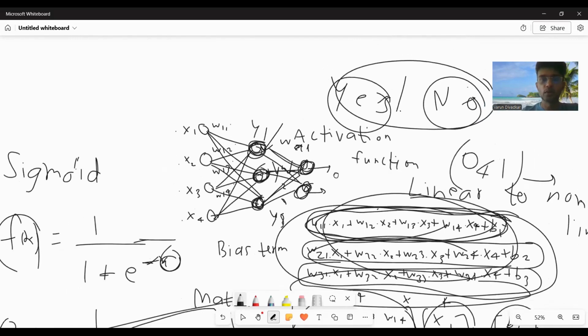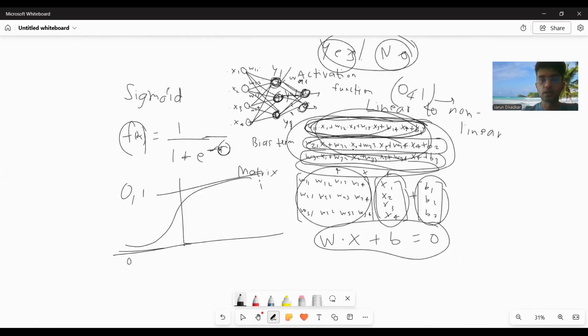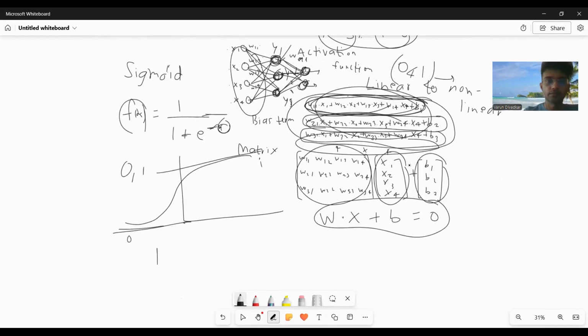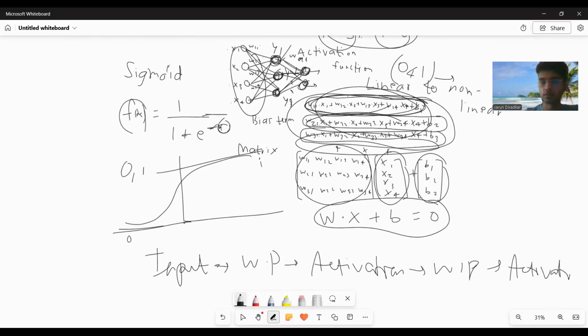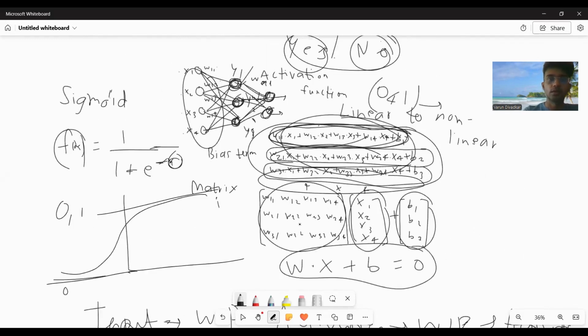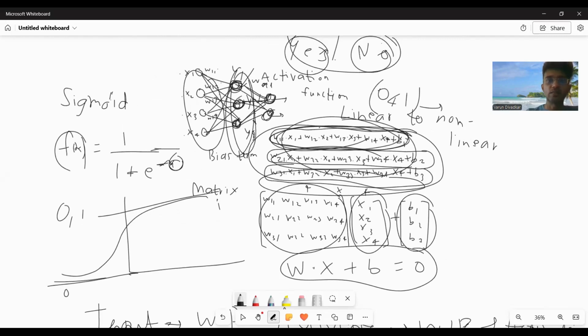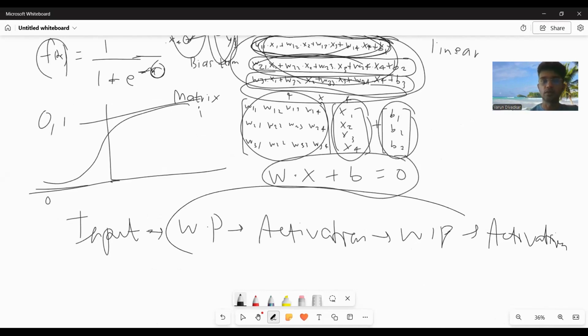So how does this work? Just to summarize, there's going to be an input here, subject to the weighted product. Then there's an activation function. And again, there's a weighted product. Then again, there's an activation function, right? This is the same simple approach for a neural network with a single hidden layer. You can have as many hidden layers as possible, one to many, right? So those many operations are going to happen in between.